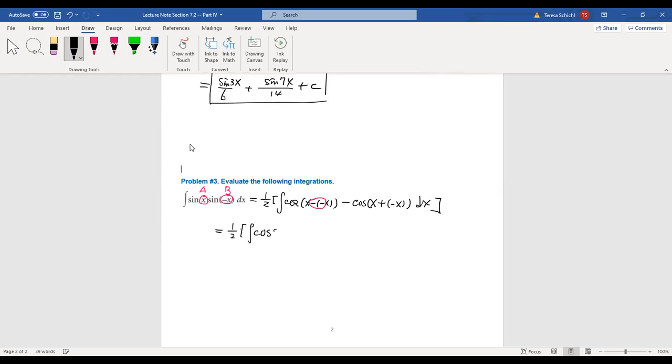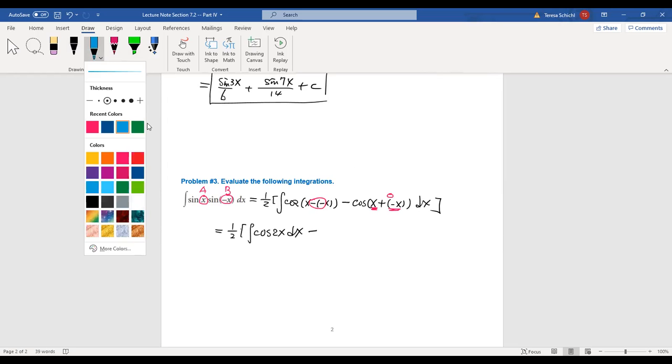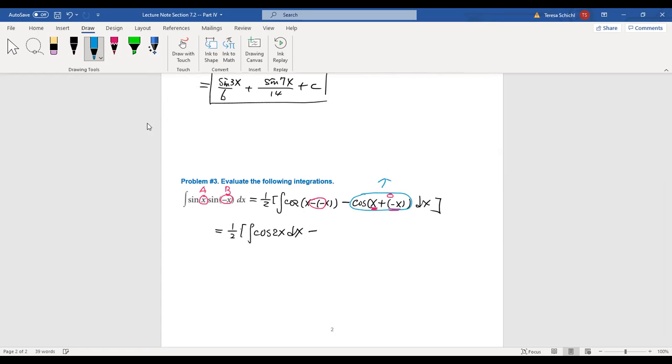So this is cosine 2x dx. Then minus. Here this is positive x and negative x, so it's 0. And we know cosine 0 is 1, right? So here, this will be minus 1 times dx here. Now here is the same thing. I have a constant, right? So I need to adjust the constant.